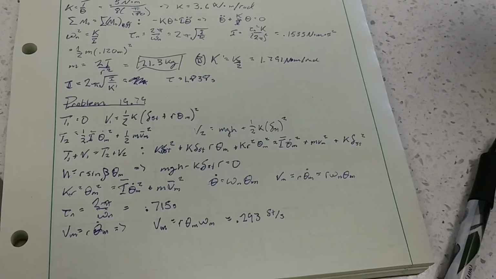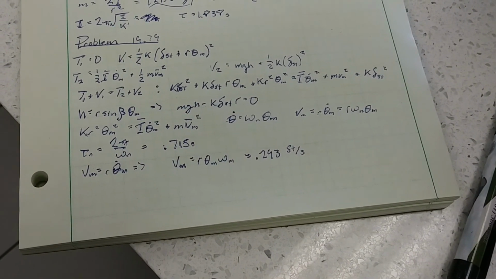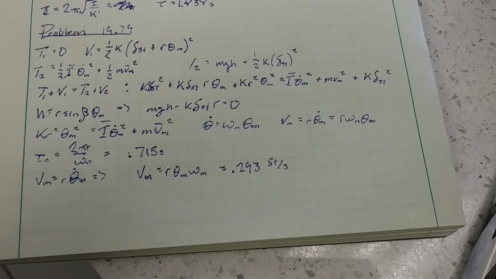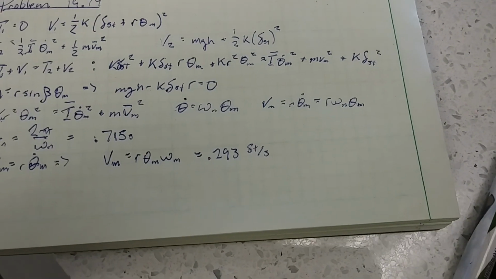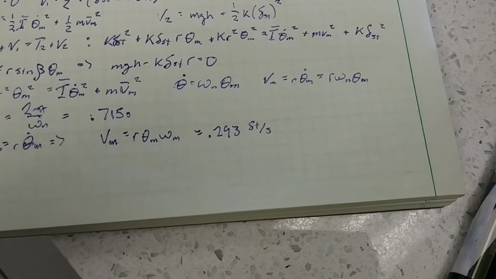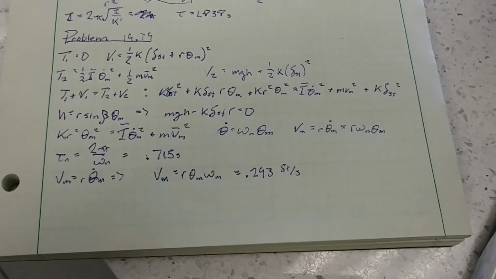Alright, problem 19.79. Okay, so this is the problem. A 15-pound uniform cylinder can roll without sliding on an incline and is attached to a spring AB as shown. If the center of the cylinder is moved 0.4 inches down the incline and released, determine the period of vibration and the maximum velocity of the center of the cylinder.